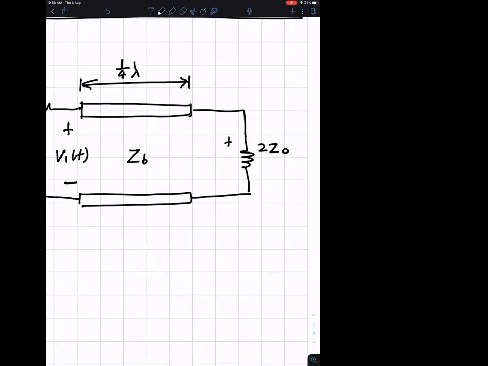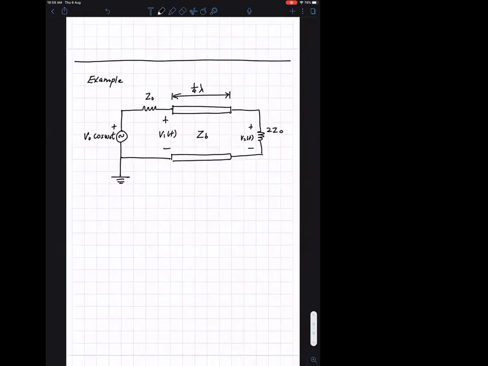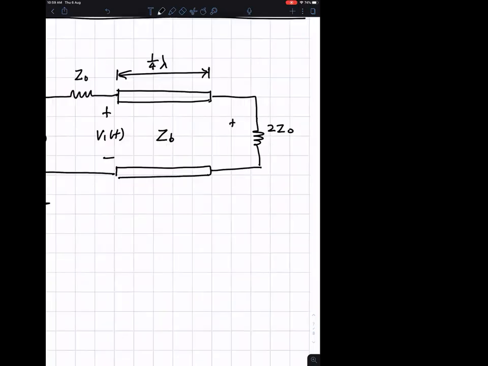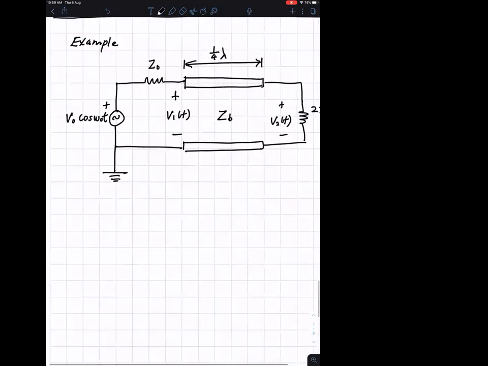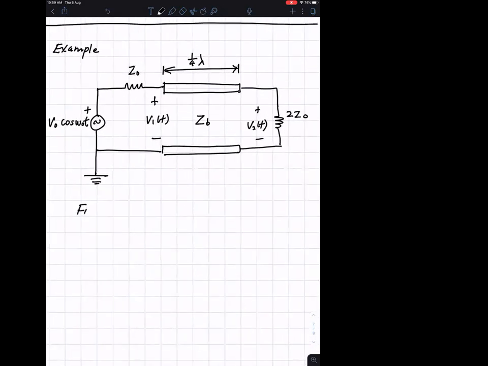The voltage across this is the load with impedance 2 Z0, and the voltage here is... Okay, now the question is find V2, the voltage at the load. How do we find that?